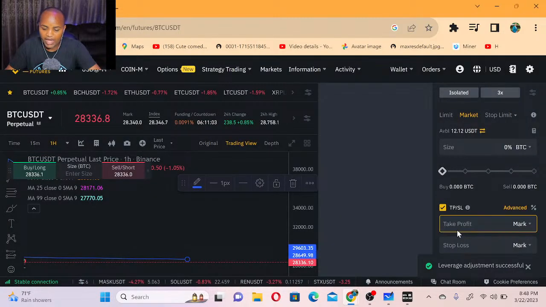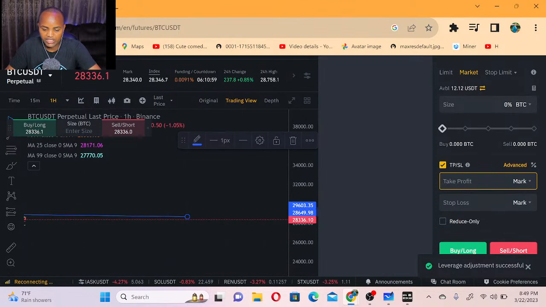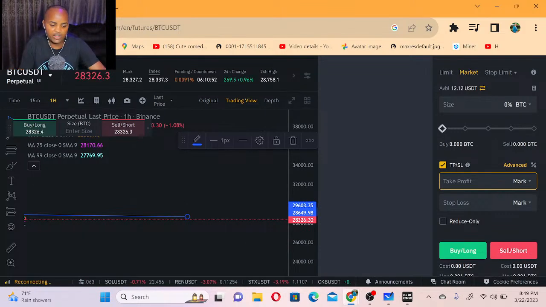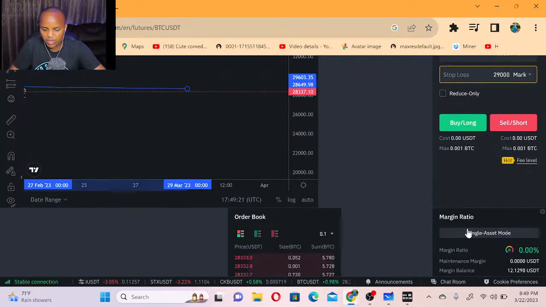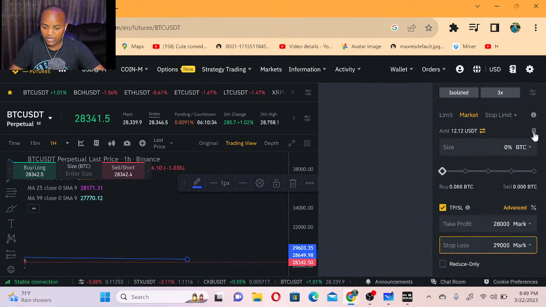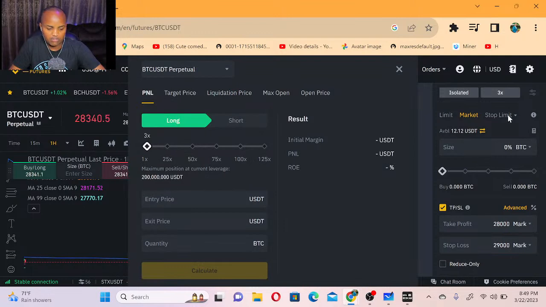And then remember, it's not a must, but it's good to put take profit and stop loss in case the market actually goes against you. So in this scenario, because I'm going to sell, I'm going to put my take profit at 28,000, okay, and I put my stop loss at 29,000. So remember, you can even know how much you are going to be making right over here, because you can even calculate. There is a calculator here. You can put all your values. The calculator that is on the right side, you can put all your values.